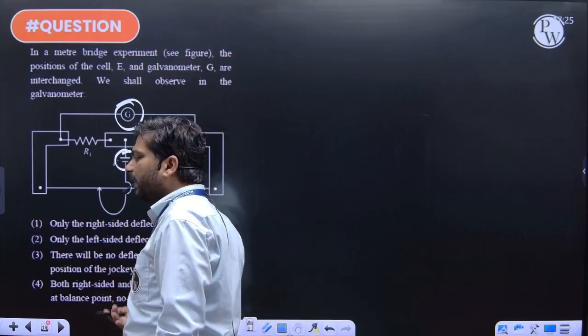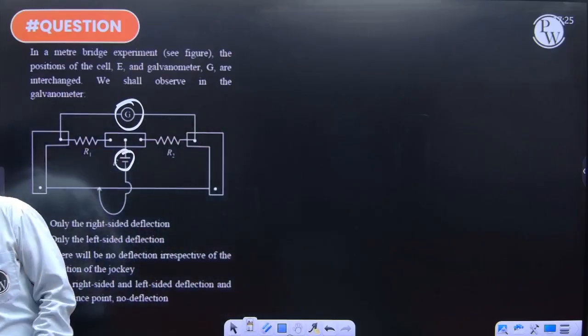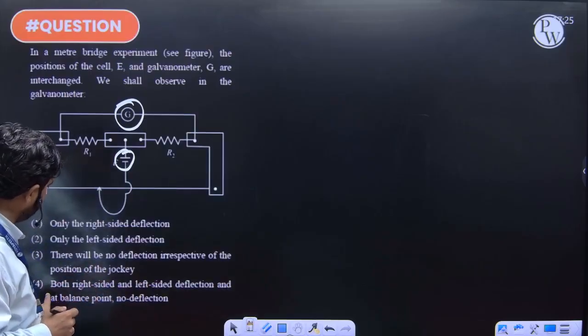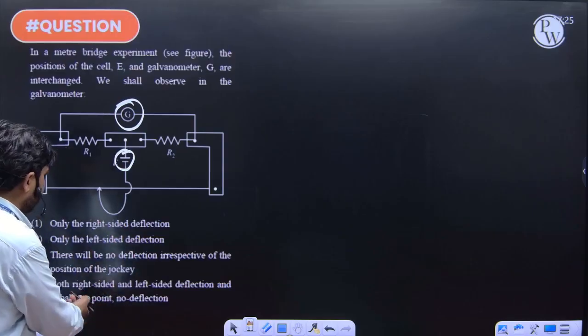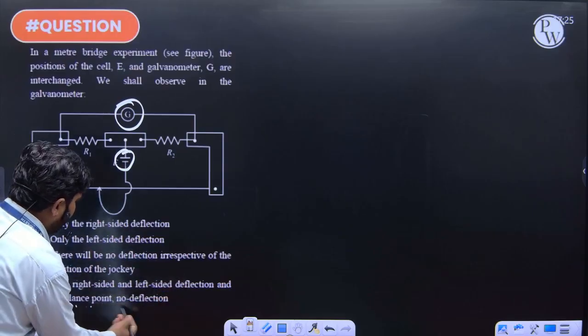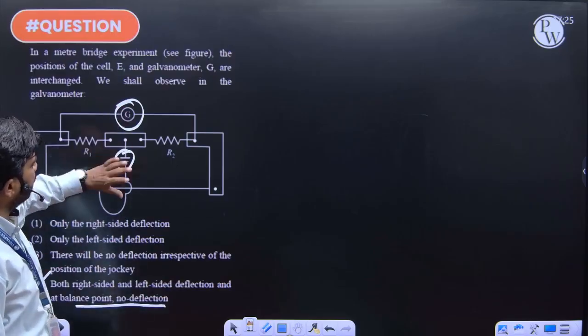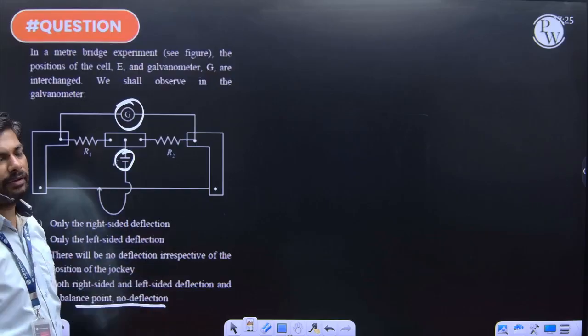But other than that balance condition, there will be a deflection. So it will have a deflection on both sides. At the balance point, there will be no deflection. So that is correct. Interchanging the position of E and G is not going to affect anything.